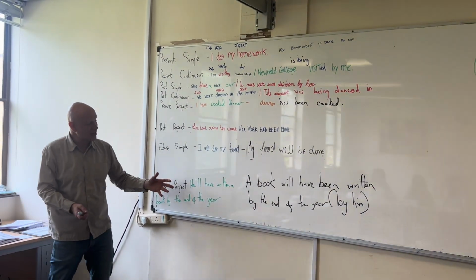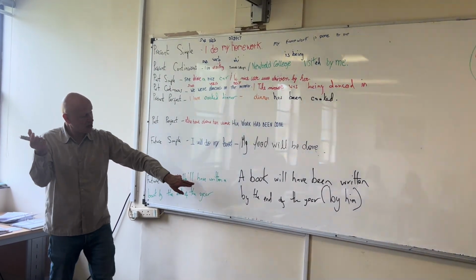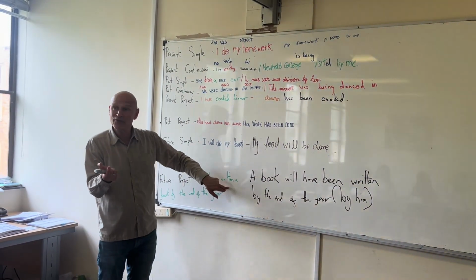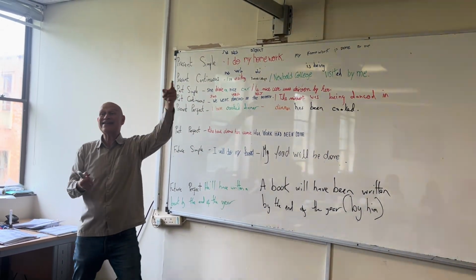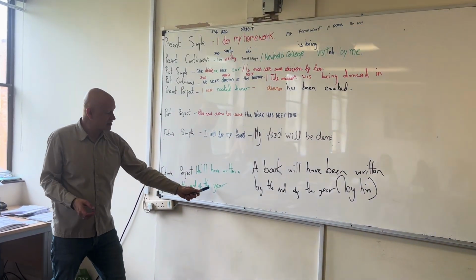Future perfect. It's challenging because it has the auxiliary verb will, that's the future bit, the auxiliary verb have, that's the perfect bit, and then the main verb. And then you need to take all that, play about with it, and add the verb to be in the right way. So, "he will have written a book by the end of the year."